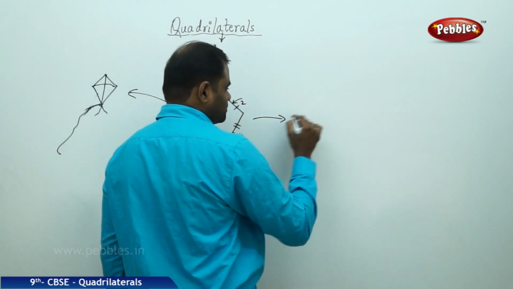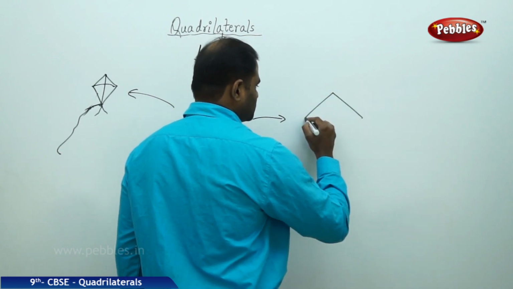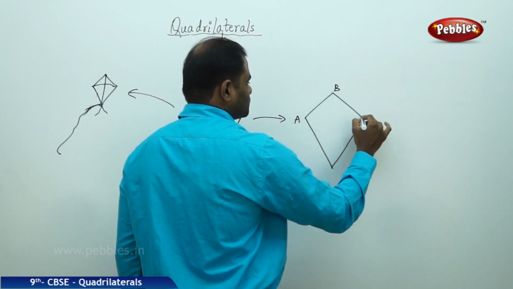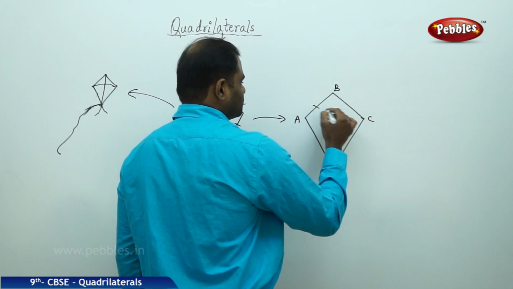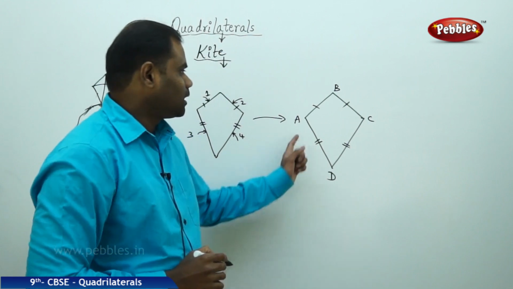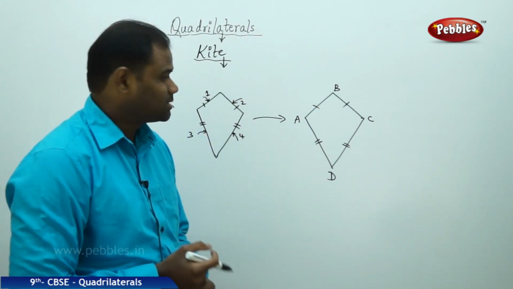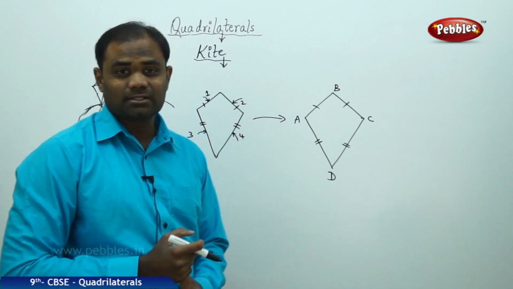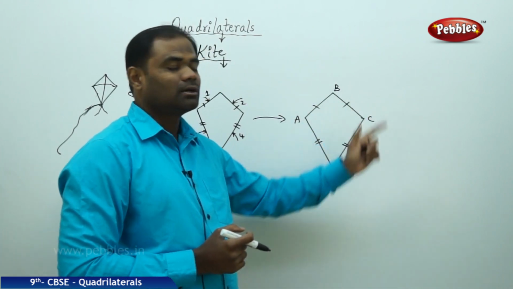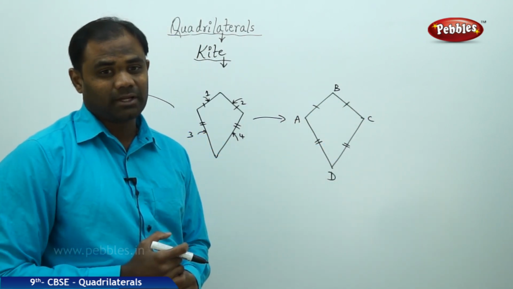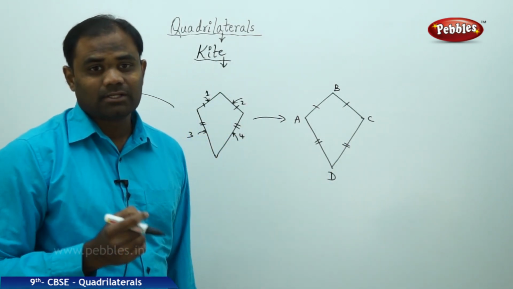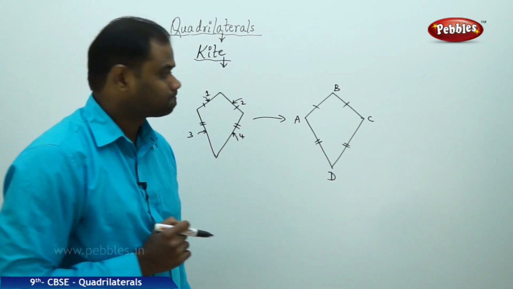So when I see this mathematically, I just understand that ABCD is a kite if this equals this and this equals this. AB and BC are called adjacent sides and AD and DC are called adjacent sides of the kite. These two are opposite sides and these two are adjacent because they are side by side. So if the adjacent sides are equal in a quadrilateral, such a quadrilateral is called a kite.